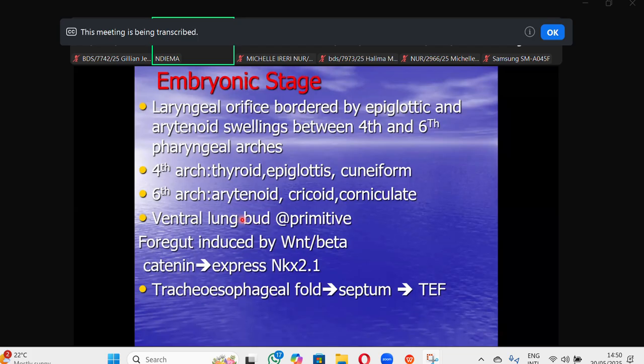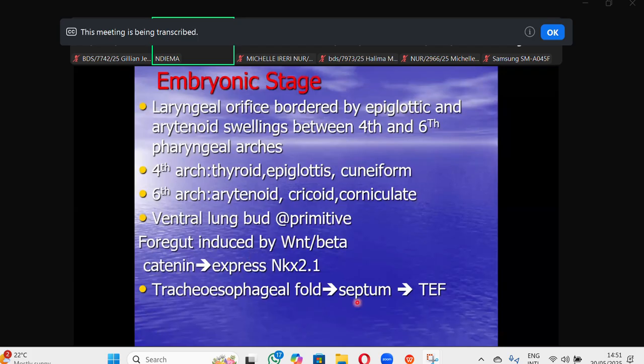From this common depression of the laryngotracheal bud, we have a septum developing from both sides and separating this space into two. We have the dorsal part of this depression that eventually forms the esophagus, and we have the ventral part that forms the trachea. The ventral part forms the trachea and eventually the lung bud.